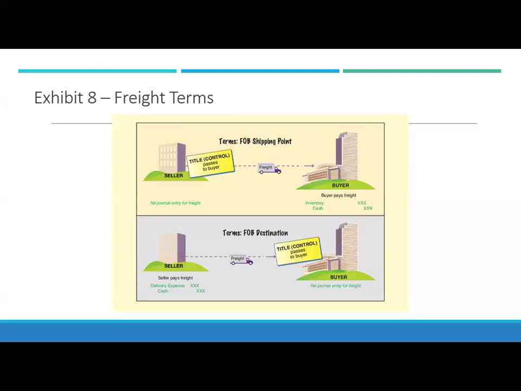For the seller, it's going to be delivery expense. So if the seller is paying for shipping and the title passes when it gets to the buyer, it's going to be debit delivery expense, credit cash. The seller is purchasing the shipping.